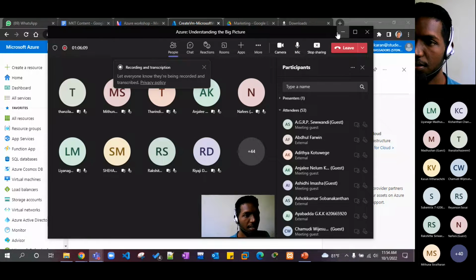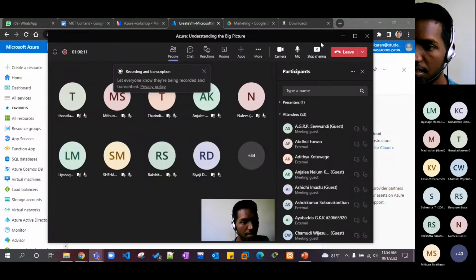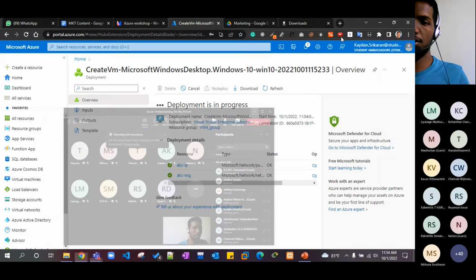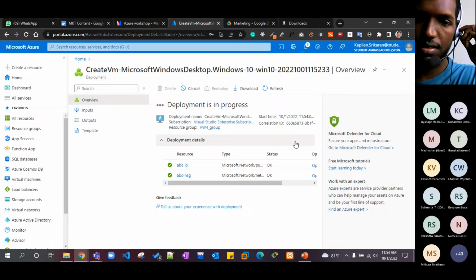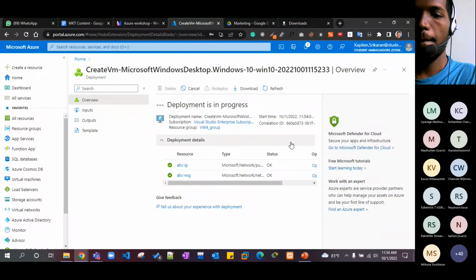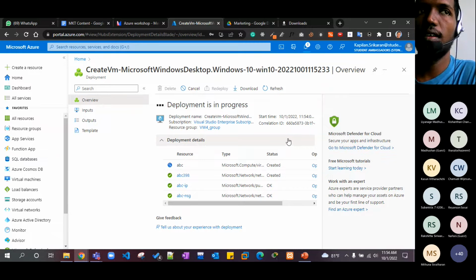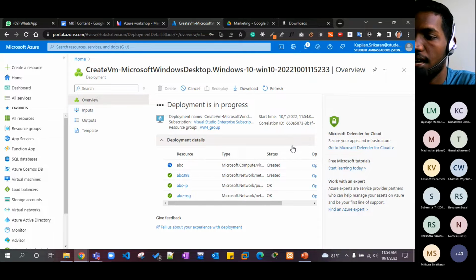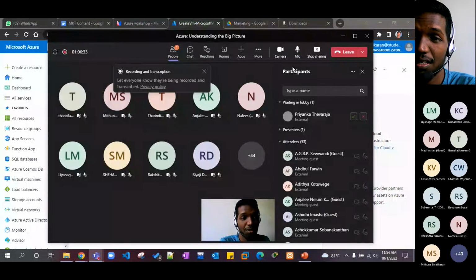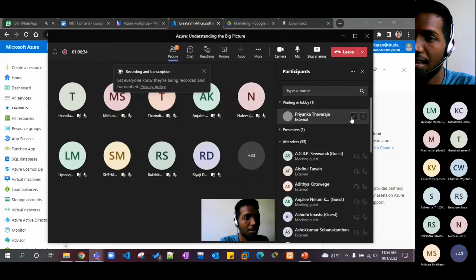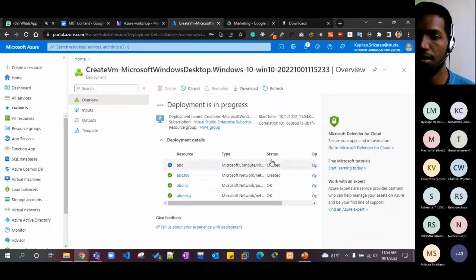Sorry guys for the delay. Another error occurred, so I just created a new one for deploying. It's currently deploying, so wait. When you have the output of the virtual machine, it's like a real PC, like when you are using a real PC for Windows, you get the output like that. It's currently deploying.